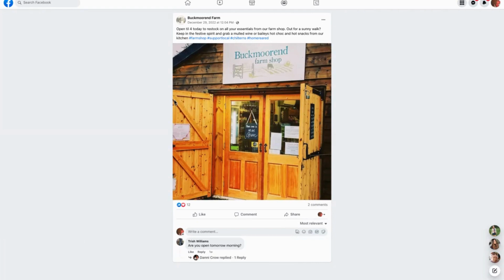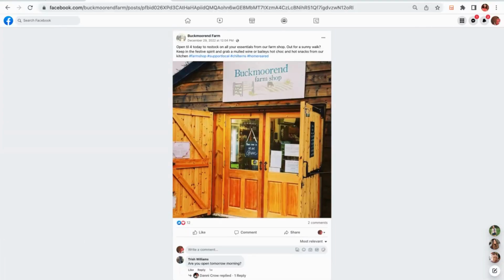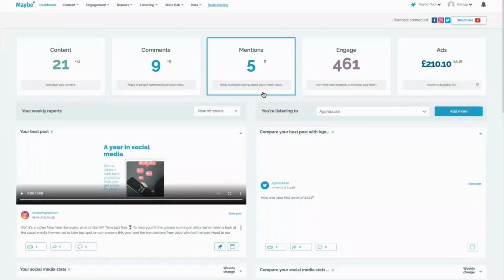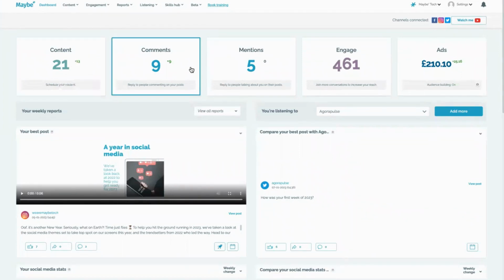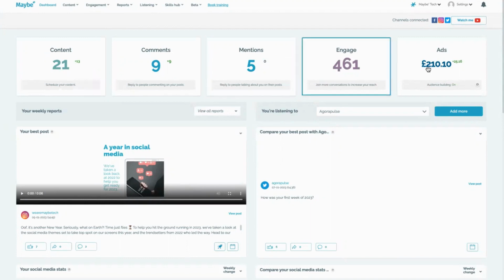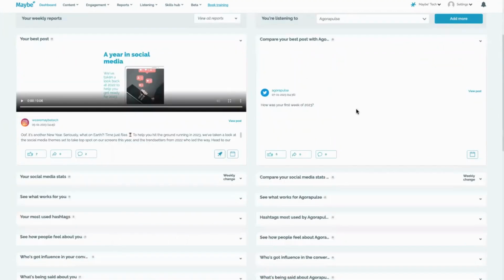Now, if I was this farm shop, I would want to understand how I was performing all in all on social media, because they clearly do make an effort. So I would go to my dashboard, and here obviously you can do things like monitor your content. You can look at comments, mentions, engagement and ads and things. But really, I think the biggest thing is it's about the comparison. So if I was them, I would have myself here, and then you would see your best post each week. So it would be either across Facebook, Twitter, or Instagram. It would show you your most engaged post.